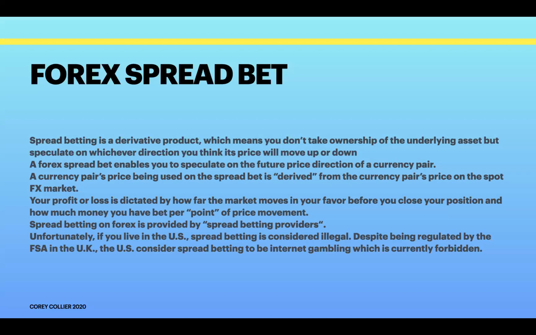A currency pair's price being used on the spread bet is derived from the currency pair's price on the spot FX market. Your profit or loss is dictated by how far the market moves in your favor, or the number of pips that go in your favor before you close your position, and how much money you have per bet, all right? How much money you have bet per point means your lot size. Spread betting on Forex is provided by spread betting providers. Unfortunately, if you live in the United States, spread betting is considered illegal despite being regulated by the FSA in the United Kingdom. The United States considers spread betting to be internet gambling, which is currently forbidden, okay?